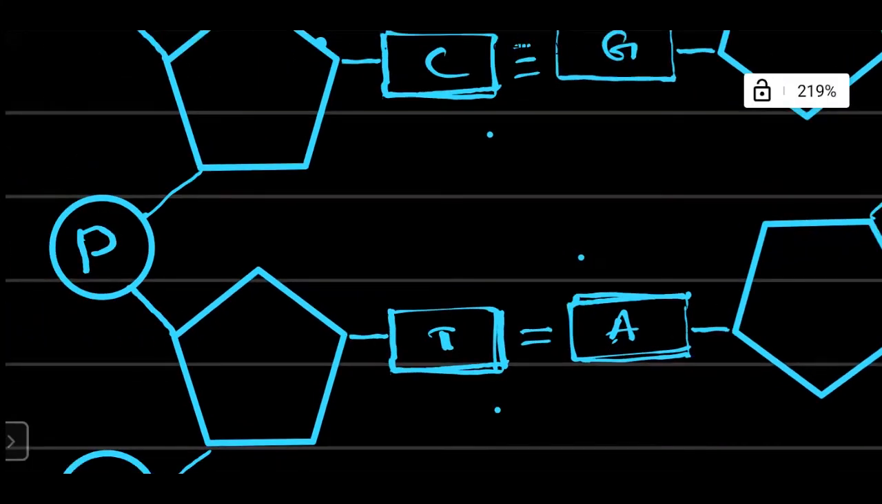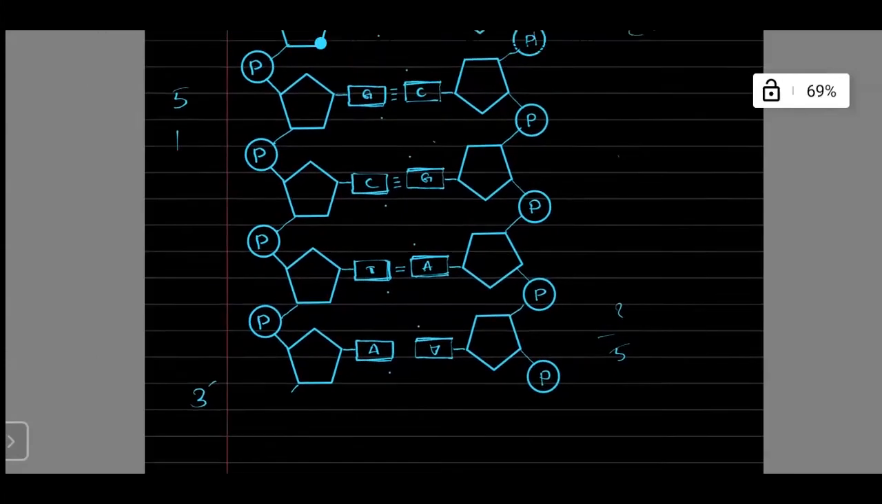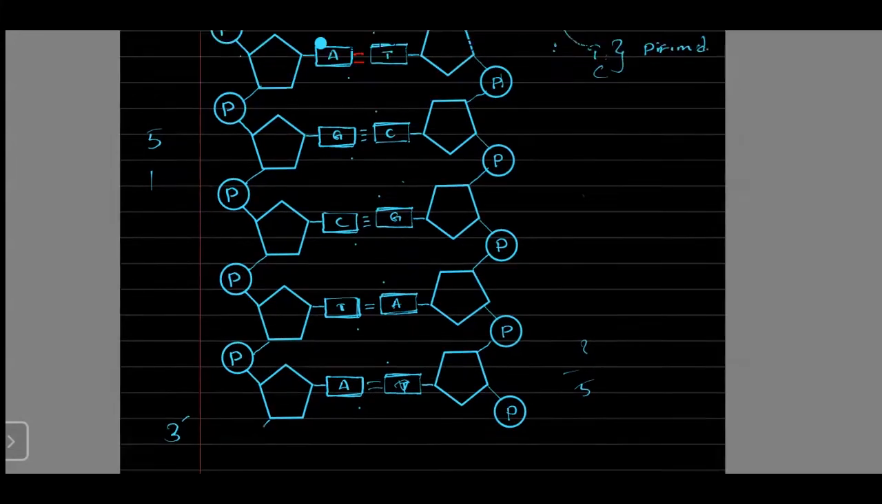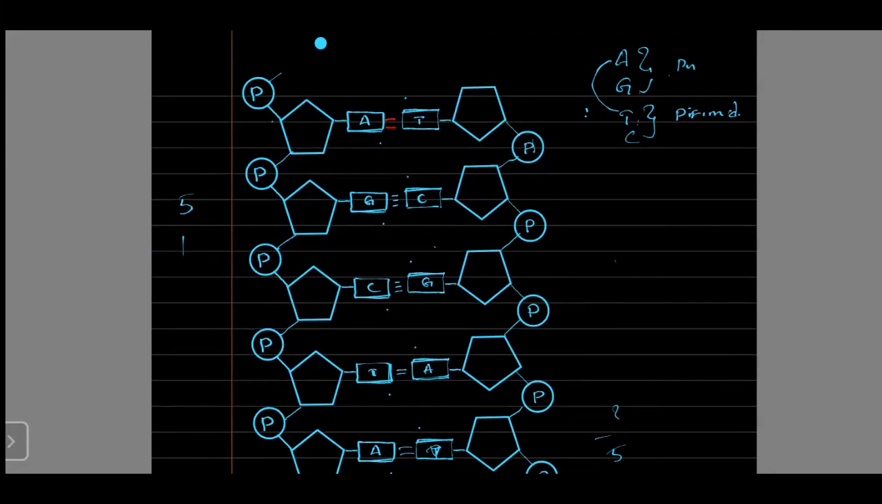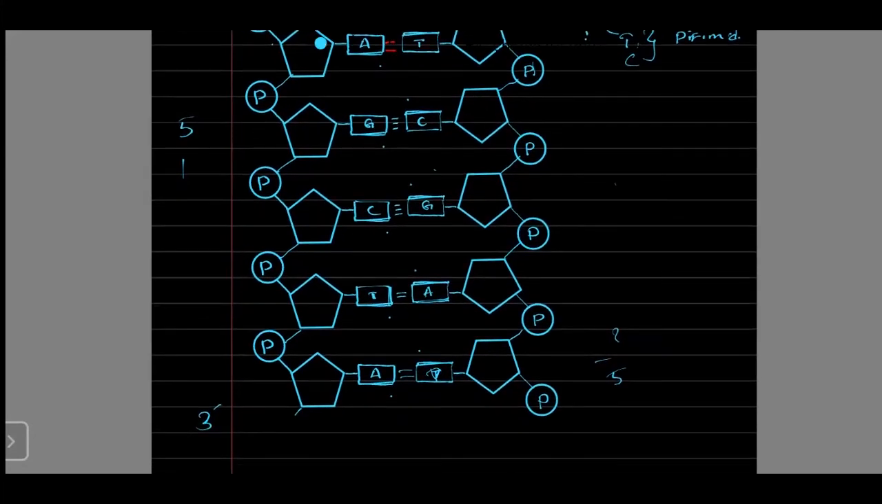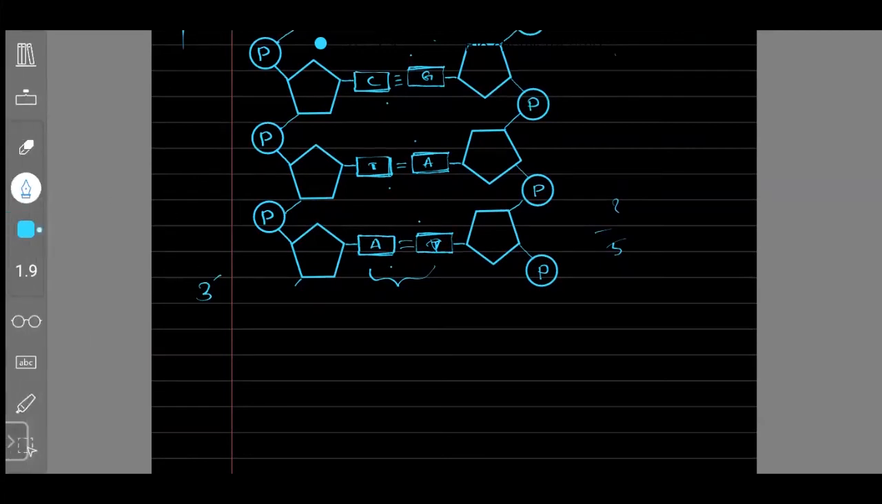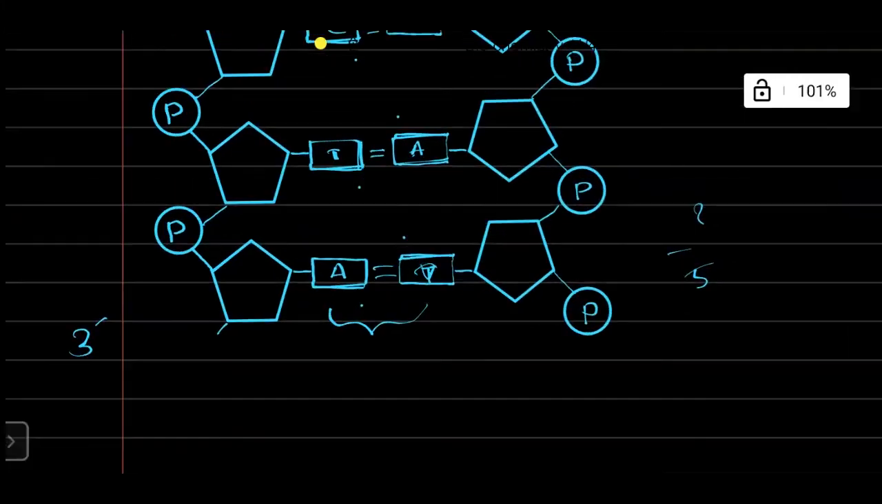So this way, when making two polynucleotide chains in the formation of a DNA molecule, bases are paired. Bases are paired.